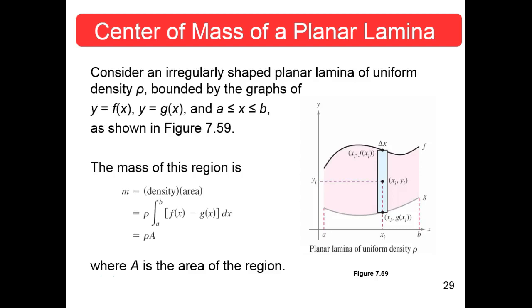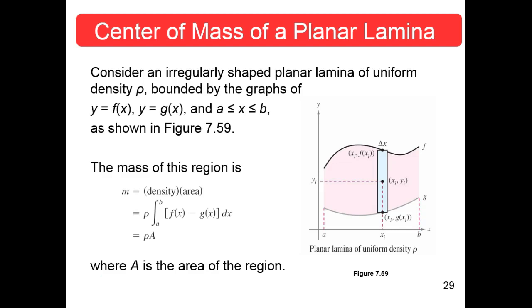Okay. Consider an irregularly shaped planar lamina of uniform density rho, bounded by the graphs of y equals f of x, that's up here, y equals g of x down here, and you're going from x equals a to x equals b. Now, in this example they've made a and b both positive. That's fine. You don't have to, but it could be. Now, they have f and g both positive. You didn't have to. They could be down here, here, here, here, anywhere. Okay? Shown here.